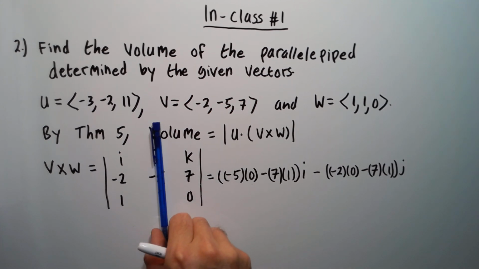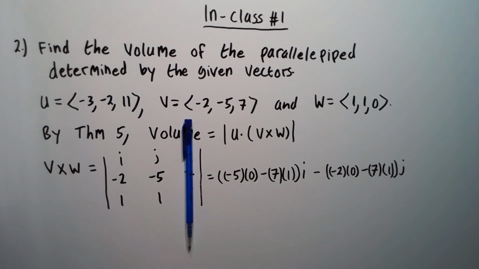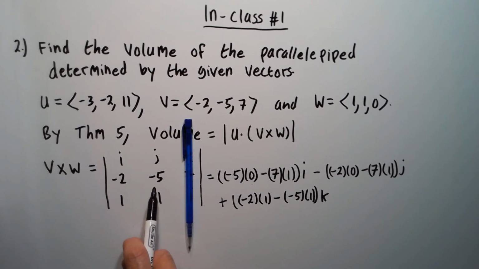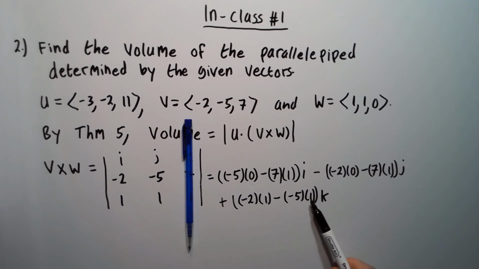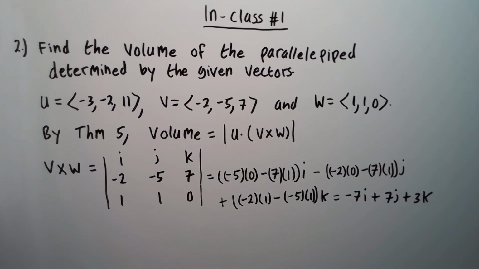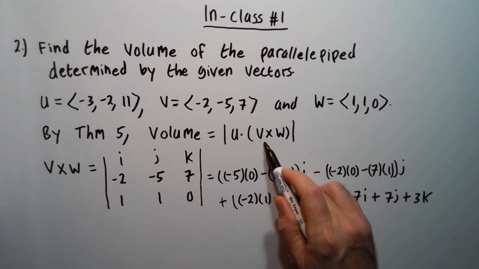And lastly, we'll do the k component. That's going to be -2 times 1 minus -5 times 1. Let me write that here. So we get this, so again, -2 times 1 minus -5 times 1. So the first one looks like it's going to be -7i, second one looks like it's going to be plus 7j, and this one looks like -2 plus 5, so 3k. Let me write that here. So I've written it here. So that's going to go in place of this guy right here then.